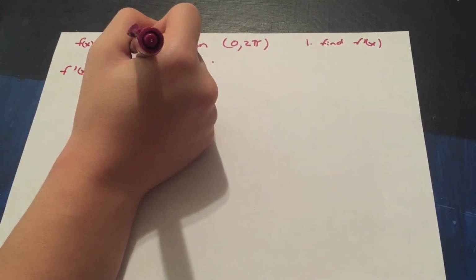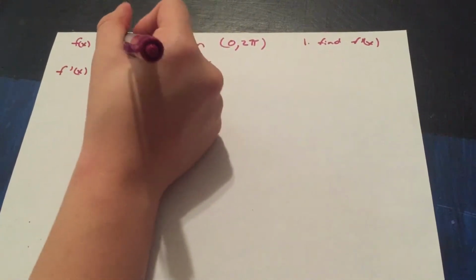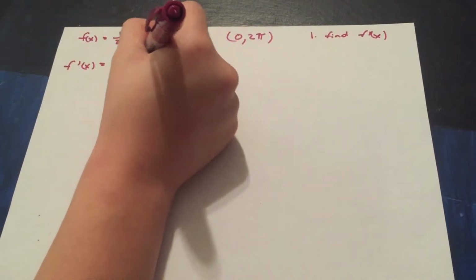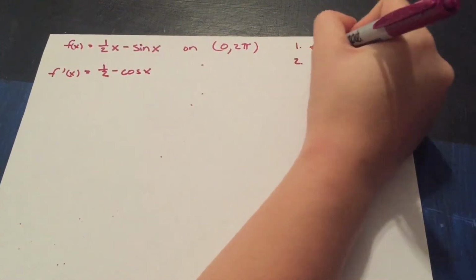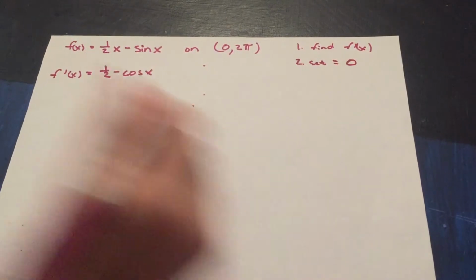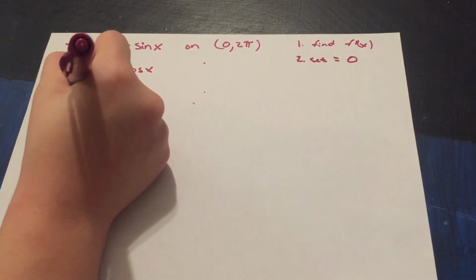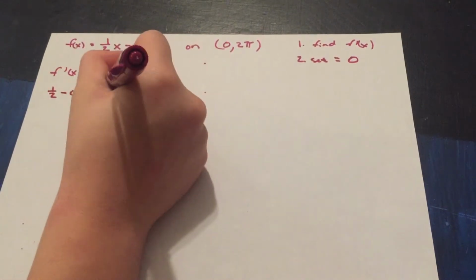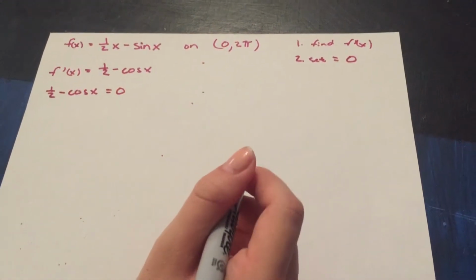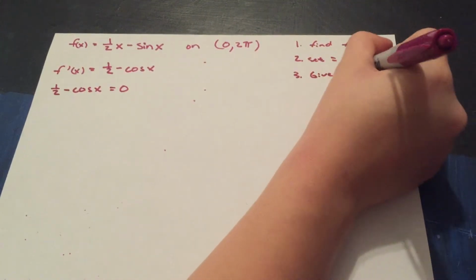And we know that the derivative of sine x is cosine x. So we have 1/2 minus cosine x. Right? So we have the first derivative. Second, set it equal to 0. So we have 1/2 minus cosine x equals 0, and this will give us our critical points.